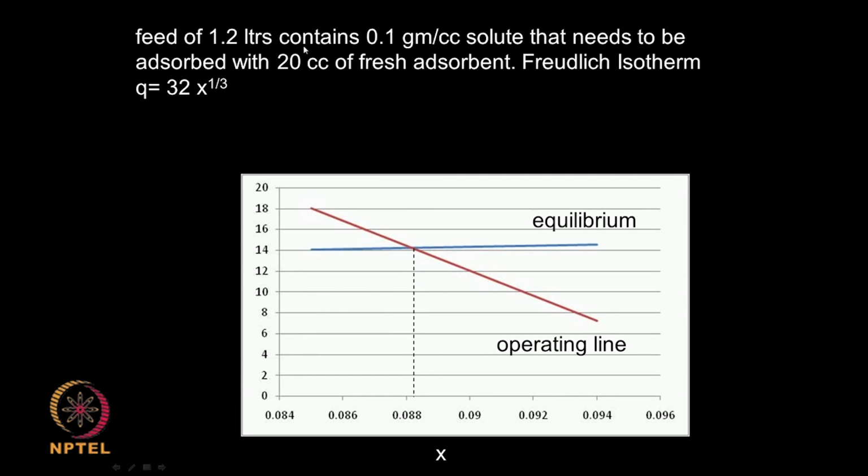So, a feed of 1.2 liters contains so much solute that needs to be adsorbed with 20 cc of fresh adsorbent. The Freundlich relationship is q equal to 32 x raised to the power 1 by 3. So, we can plot that, we will call it the equilibrium line here. The operating line is your mass balance. Wherever they cut, that will give you the x on the x axis, and here it will give you the q on the y axis. So, this is called the graphical method.